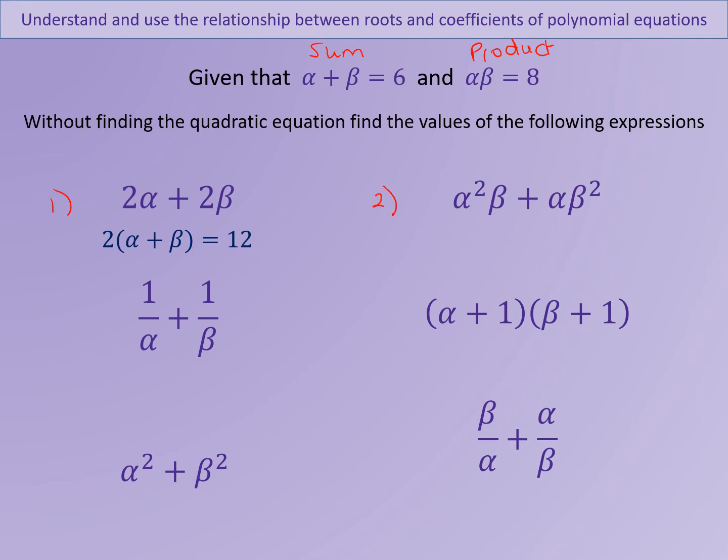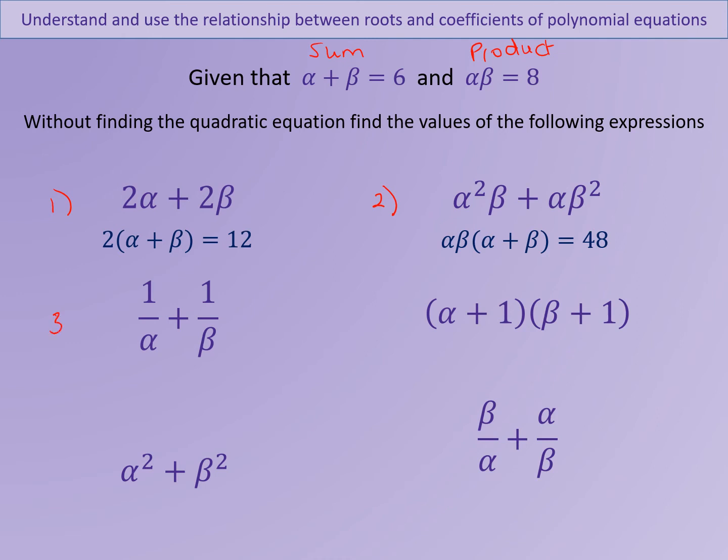Question 2. This time we need to see what we can factorise out here, and we have an alpha beta that we can take out, and that leaves us with an alpha plus beta in the brackets. Substituting in the values there, we have 8 multiplied by 6, which gives us 48.